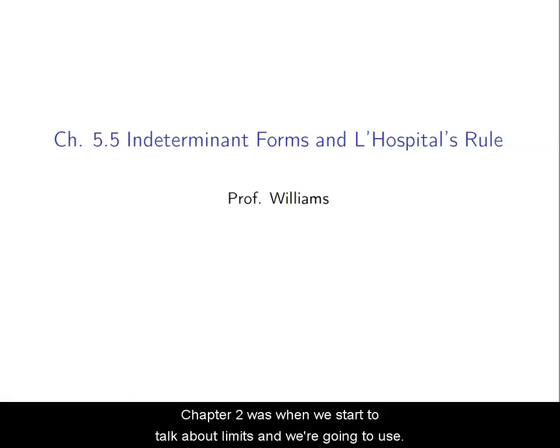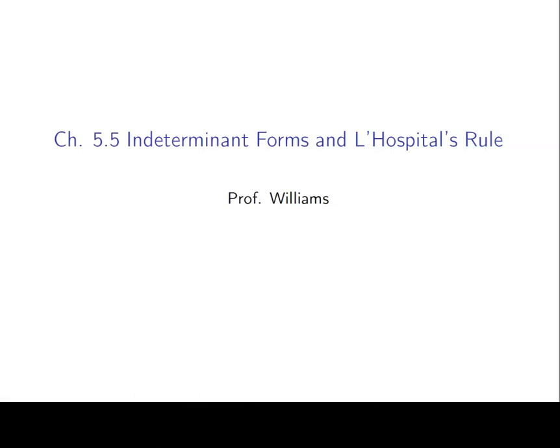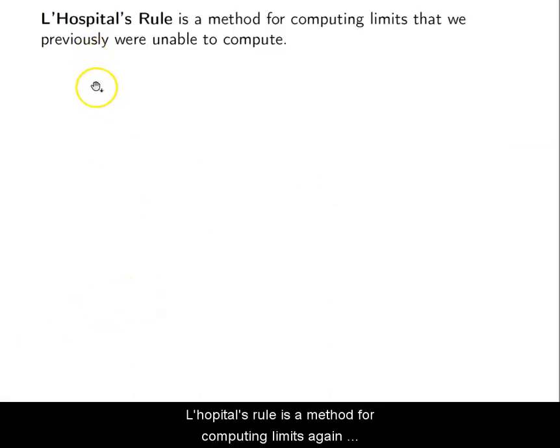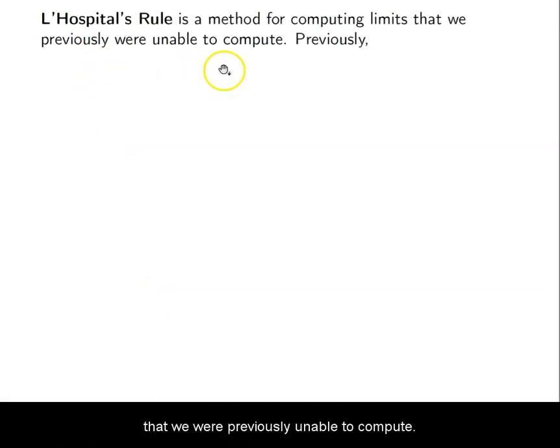So we're going to use all the stuff that we know now to be able to find limits that previously we were not able to find or calculate. Up until this point, I don't think I've presented to you a limit yet that we weren't able to actually find, but we do have some that we can't find, and now we're going to talk about how to find those. So L'Hopital's rule is a method for computing limits that we were previously unable to compute.